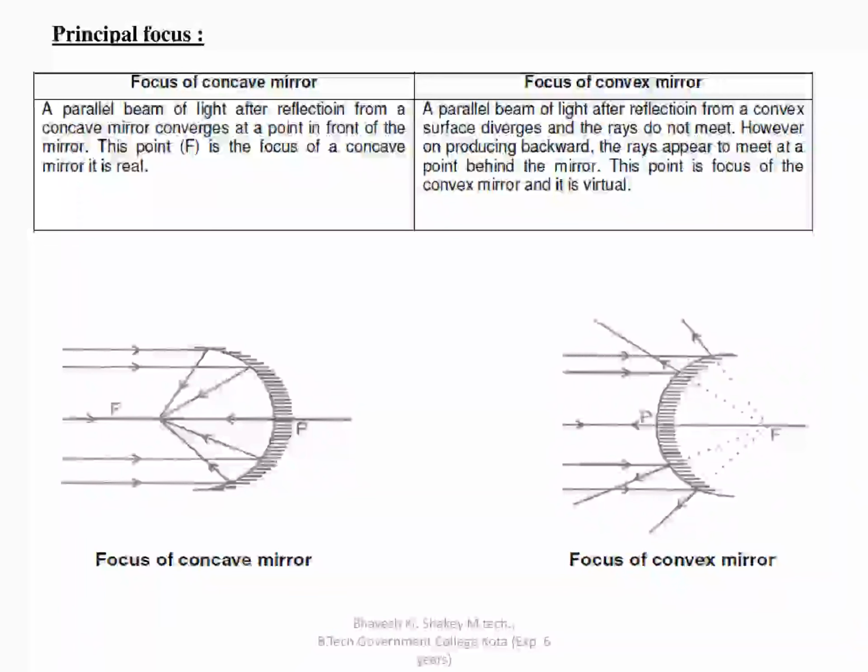Now in this slide we will learn what is principal focus and how we can classify the principal focus for the concave mirror and the convex mirror. So you see two diagrams are there. The diagram on the left side, the mirror we have there is a concave mirror. Why is it a concave mirror? Because the reflecting surface is inward. So because the reflecting surface is inward, this mirror is a concave mirror, and there is a principal axis.